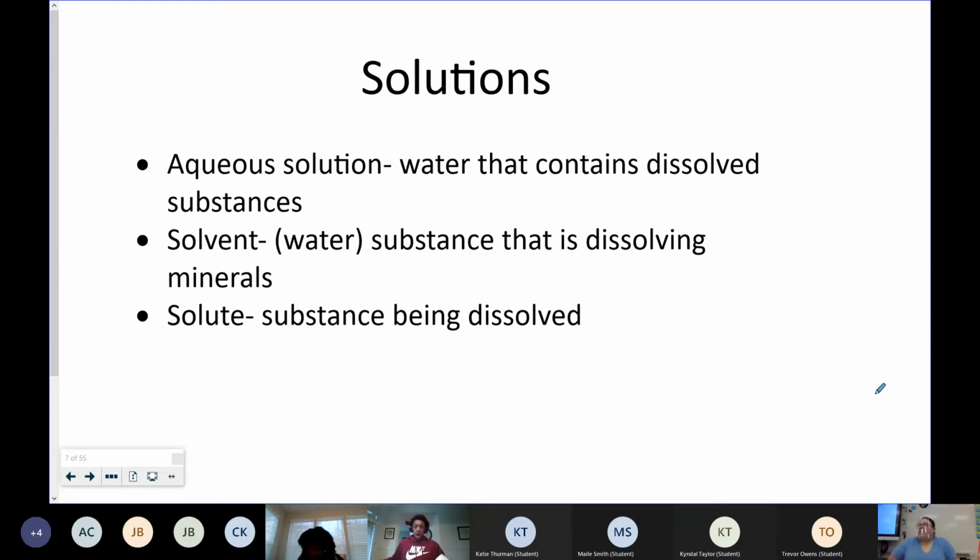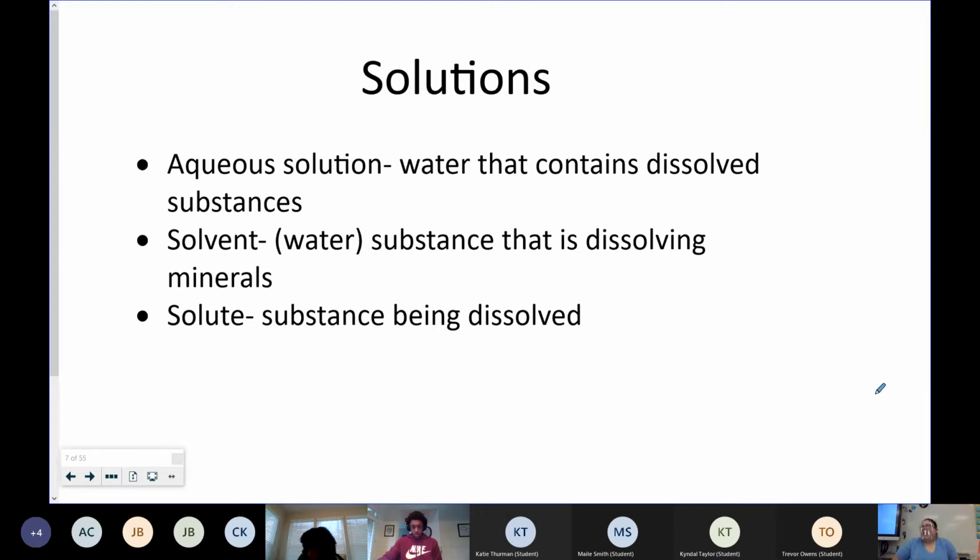So these are all aqueous solutions that we've been dealing with. An aqueous solution means that you have water that contains dissolved substances. So we dissolve things in water. There are two parts of a solution: the solute and the solvent. The solvent, which in aqueous solutions is water, is the substance that is dissolving minerals or compounds. A lot of times we'll say it's the dissolving medium. It's what everything is being dissolved in. Whereas the solute is the substance that's being dissolved.